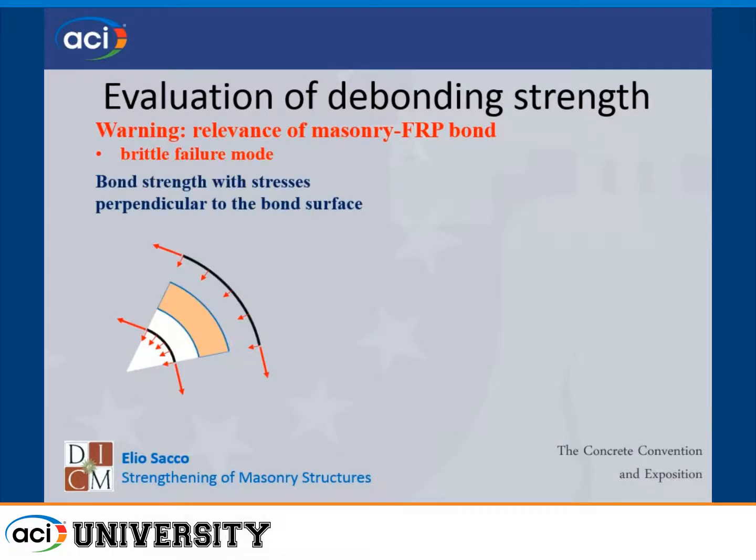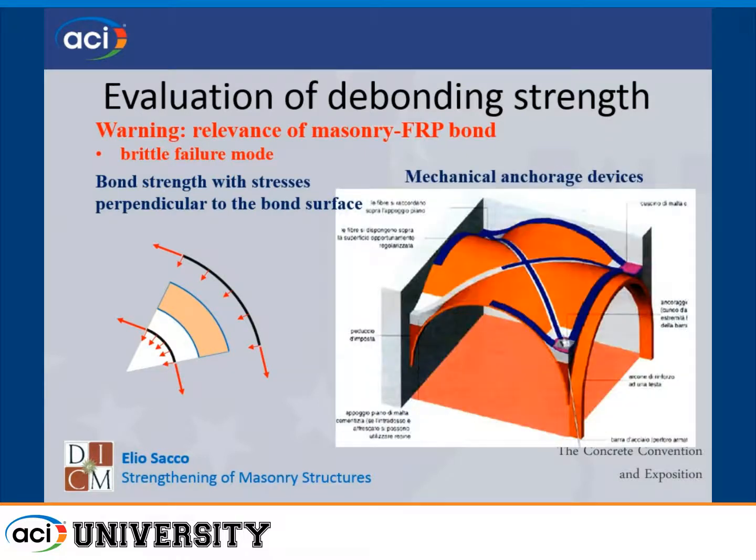Another important point is the debonding for the application of FRP on curved structures, and it is very important for curved structures when applied on the intrados of the structure because it's very easy for the debonding effect to arise.